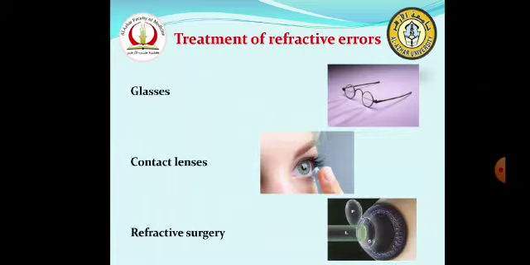How to correct the refractive error? The refractive errors can be corrected by glasses in the form of convex lenses, concave lenses, or cylindrical lenses. They can also be corrected by the use of contact lenses and can be treated by refractive surgery.